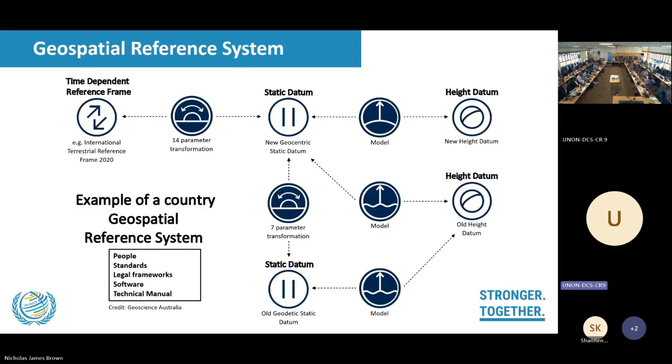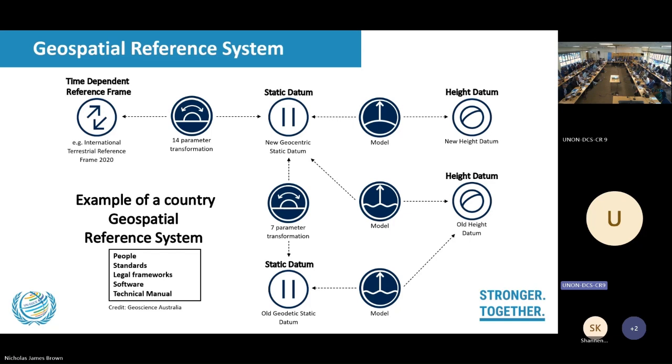So I won't go through this in too much detail again, but this is just a reminder. This is showing all the different elements of the reference system, whether it be static datums, time-dependent datums, or height datums. And if I can just get a quick show of hands, I would be interested to know who thinks they have a reference system.